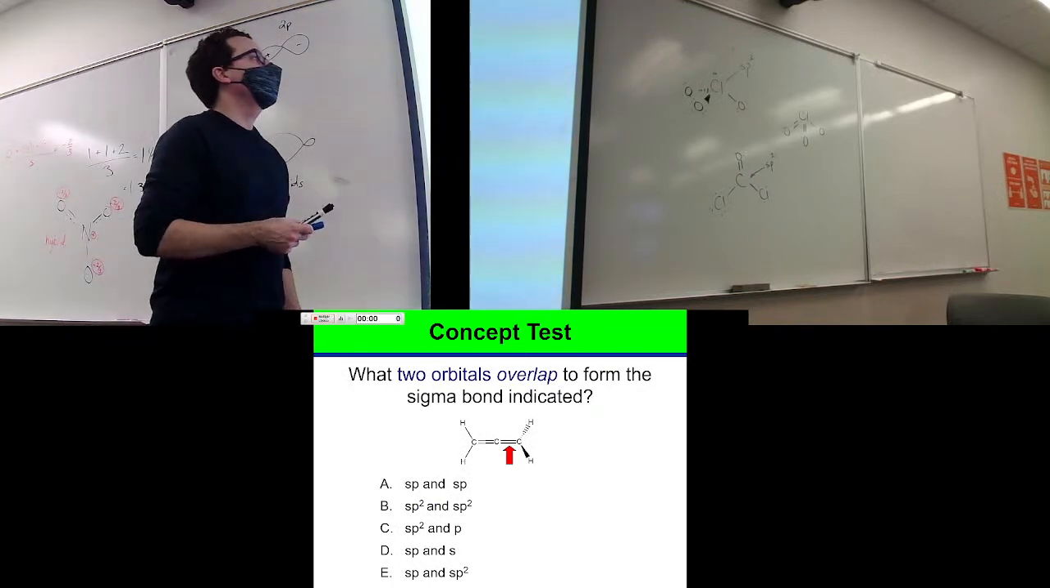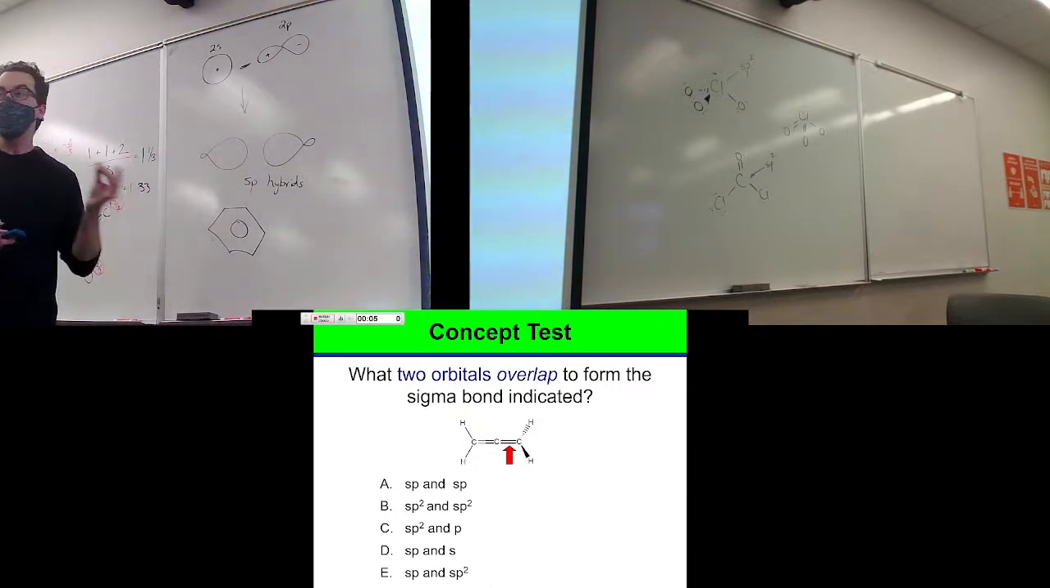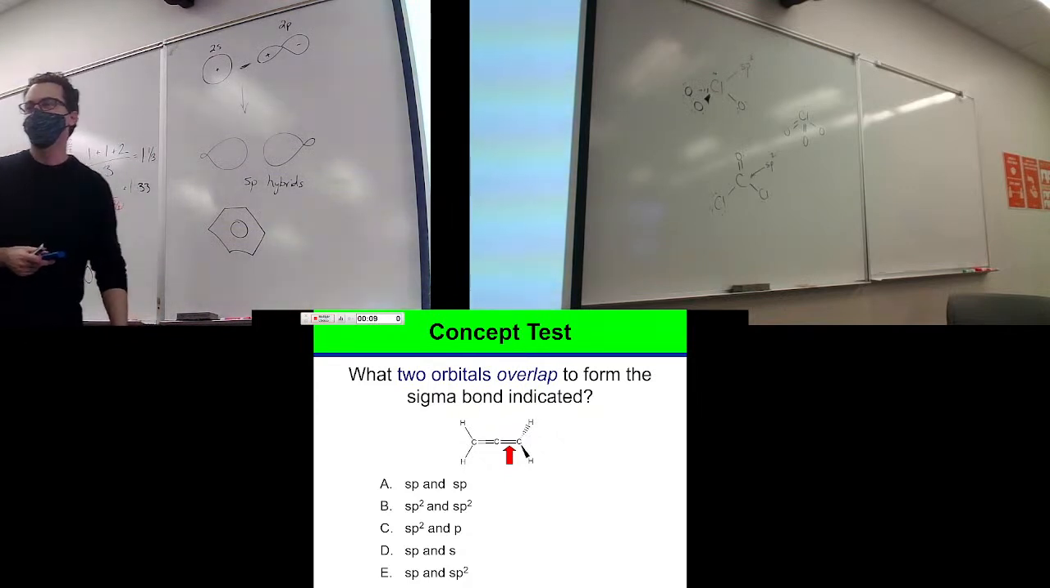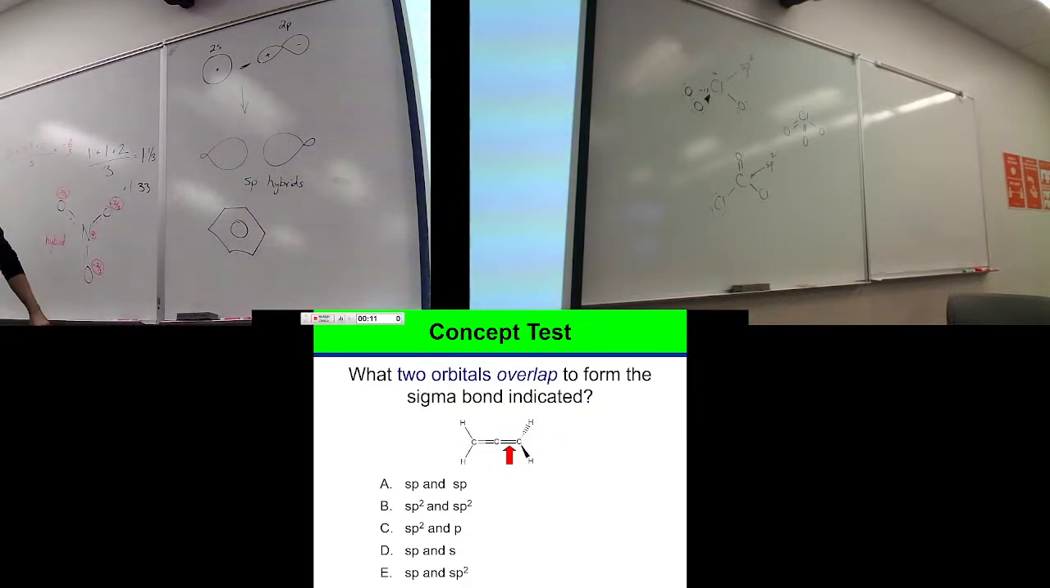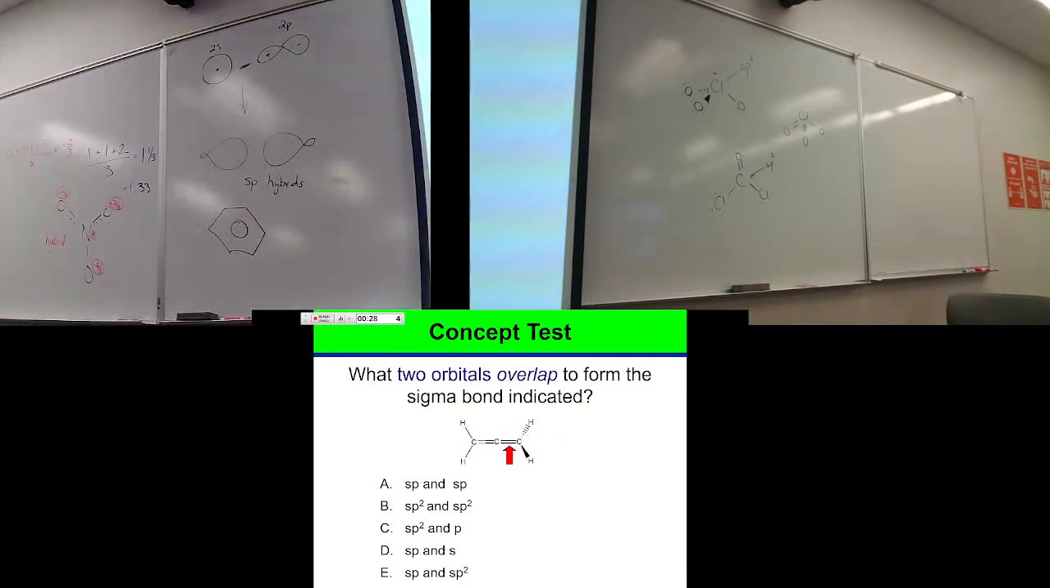Here's another good test question. What 2 orbitals are overlapping to make the sigma bond pointed to by that arrow? It's a little bit of a brain teaser here. Great question. So there's an orbital coming from the left side carbon and there's an orbital coming from the right side carbon, what two orbitals are they that make that sigma bond?